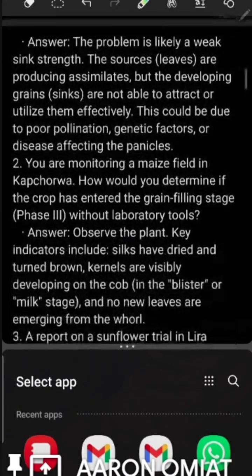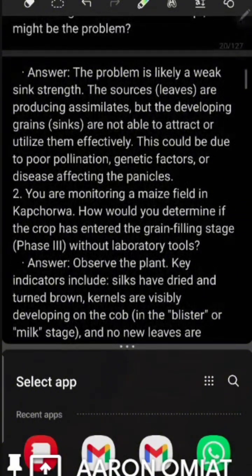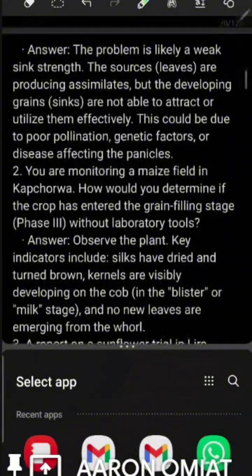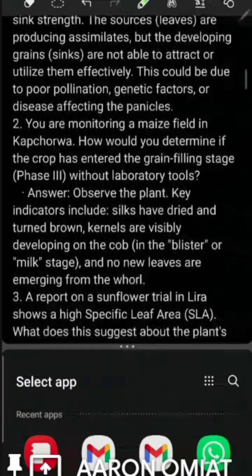All right, let's see. So you observe the plants. The key indicators include silks have dried and turned brown, kernels are visibly developing on the cob in the blister or milk stage, and no new leaves are emerging from the whorl. So this is the stage after pollination. What do you observe after pollination? They are giving examples: silks have dried and turned brown, kernels are visibly developing on the cob, in maize at the blister or milk stage, and no new leaves are emerging from the whorl.